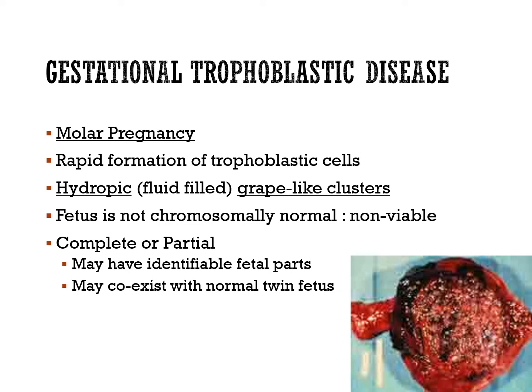Sometimes you may have identifiable fetal parts that could be there. It could have been a twin pregnancy where you have one normal baby and then one molar pregnancy. It occurs in 1 in 1,000 pregnancies. Usually it's really young females, less than 15, or 45 years of age or older. You know, but not always. It can occur really at any point. You're at higher risk if you had a previous molar pregnancy, and it is most often seen in those of Southeast Asian descent.